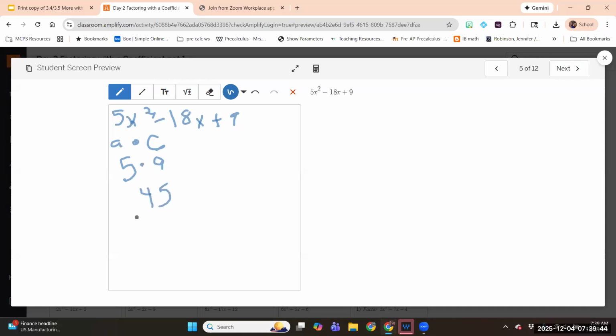And I need two numbers that multiply to give me 45 and add up to negative 18. So because 45 is positive, I'm just going to come up with two numbers that add up to 18. And I'm going to make them both negative because a negative times a negative is a positive. So two numbers that multiply to 45 and add up to 18 would be 15 and 3. Use your factor or multiplication chart if you need to come up with that. And so then it's x minus 15 and x minus 3.